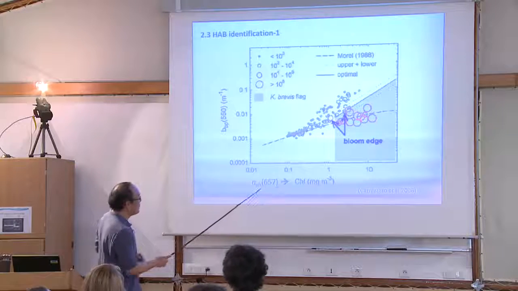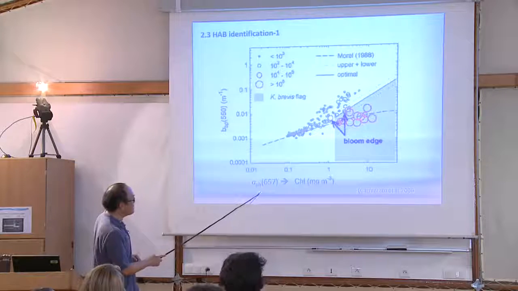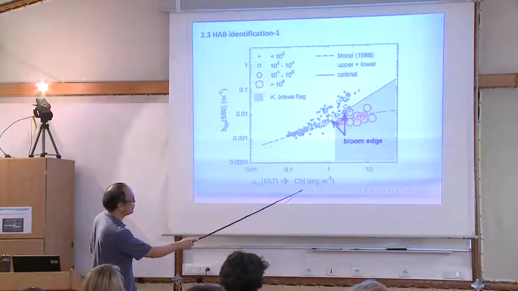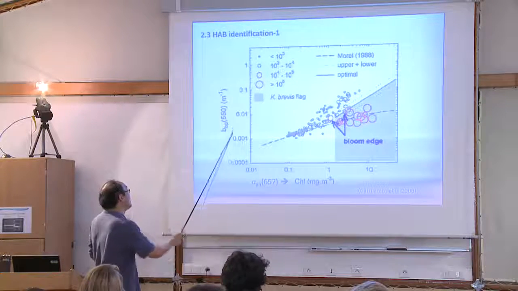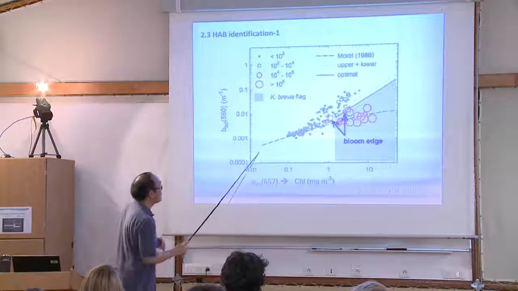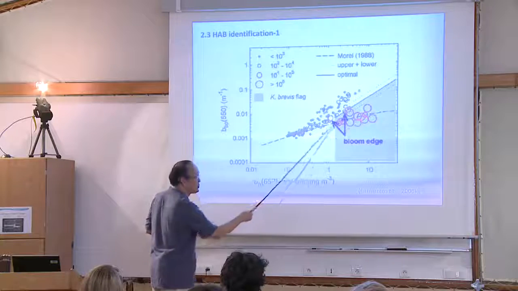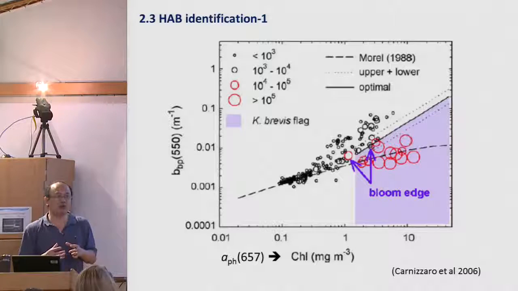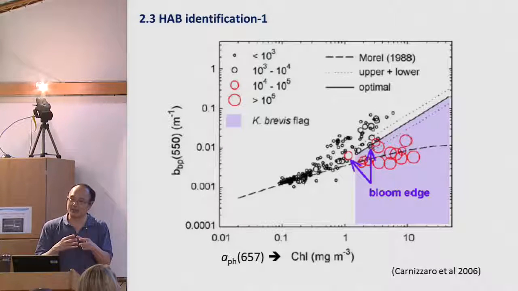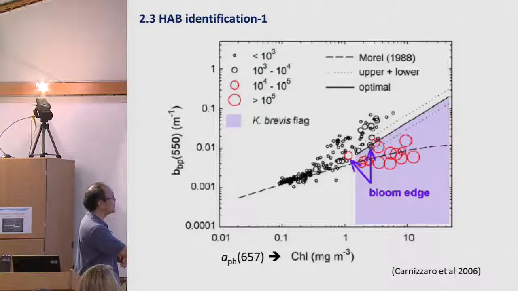Basically using APH 675. Here's a typo, it should be 675. Using APH 675, we can convert that to chlorophyll, or without conversion, it's also fine. APH 675 compared with BBP 550 generally has a trend like this. But for those bloom waters, because those are harmful algal blooms, those can grow quite big. For those big particles, the BBP 550 per chlorophyll or per APH 675 will be smaller.